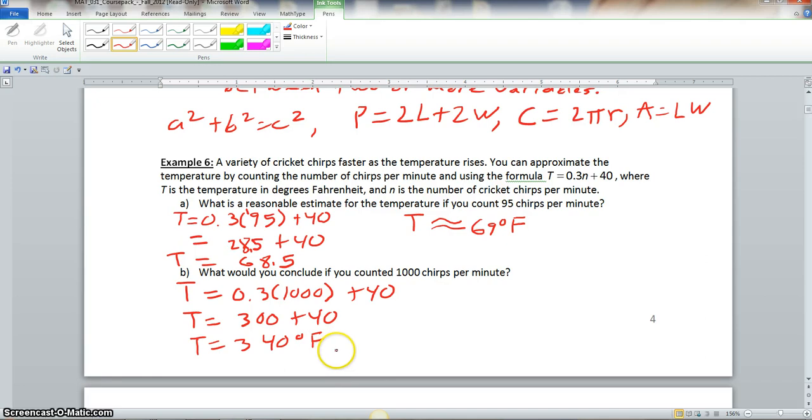But there's another thing we can conclude. We know a cricket cannot survive at 340 degrees Fahrenheit. So we could also conclude that it will be impossible for it to get up to 1,000 chirps as well. And that is it.